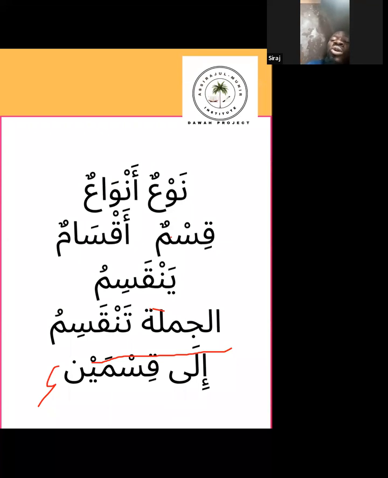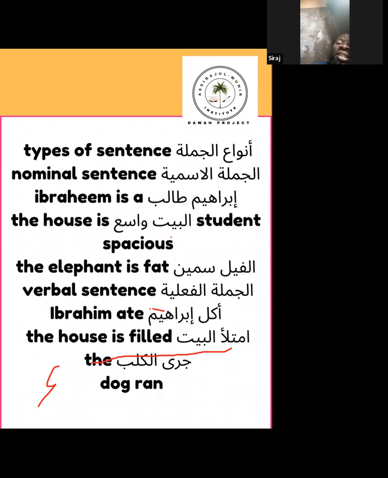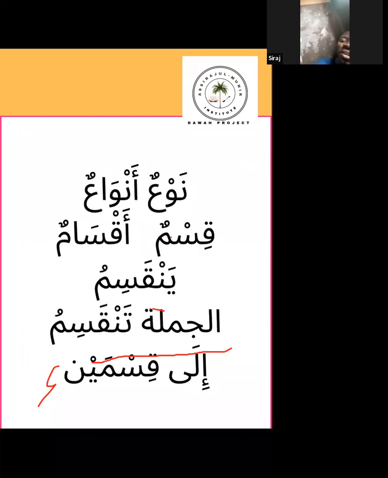So here they say naw'un. The plural for naw'un is anwa'un. Qismun, aqsamun. Yanqasimu means it is divided. Tanqasimu, it is divided. You can say al-jumla tanqasimu ila qismaini. Here are anwa'ul jumla, as we have mentioned them. May Allah ease our affairs. We are still going to come back to jumla and analyze a lot of things about it, inshallah ta'ala.